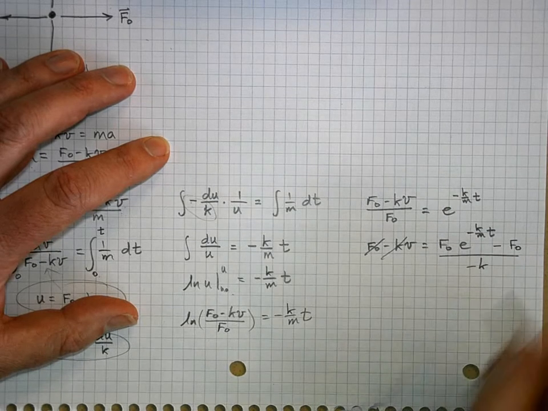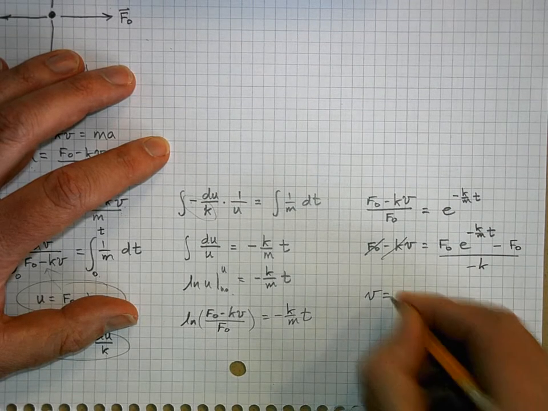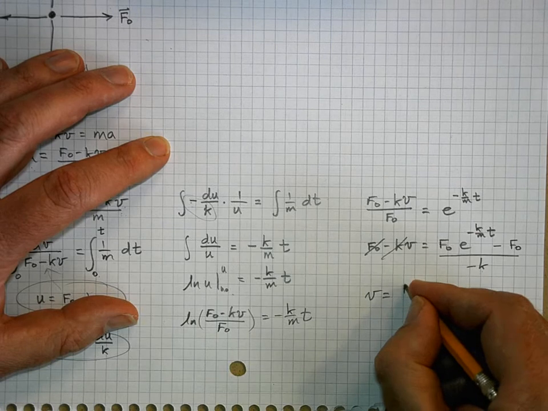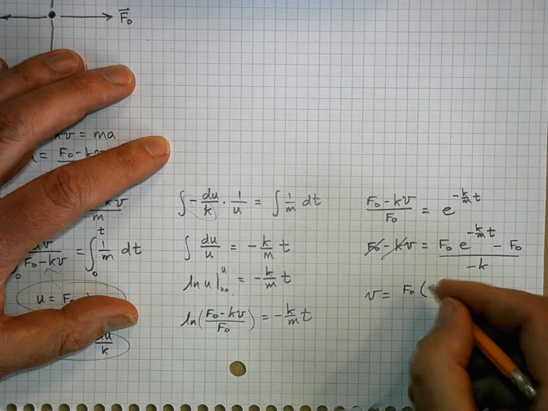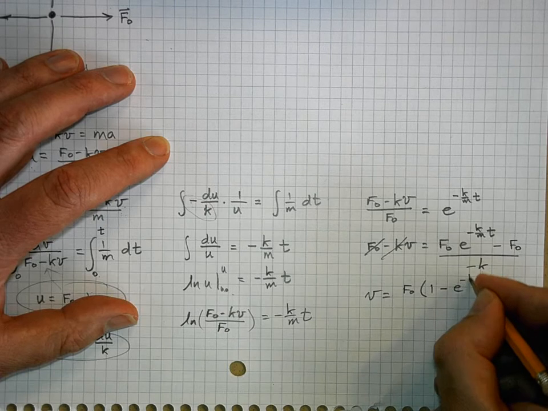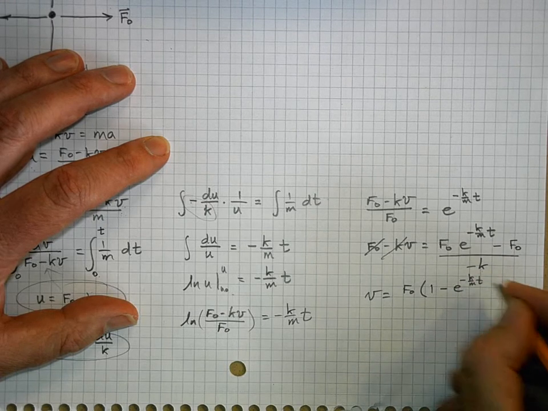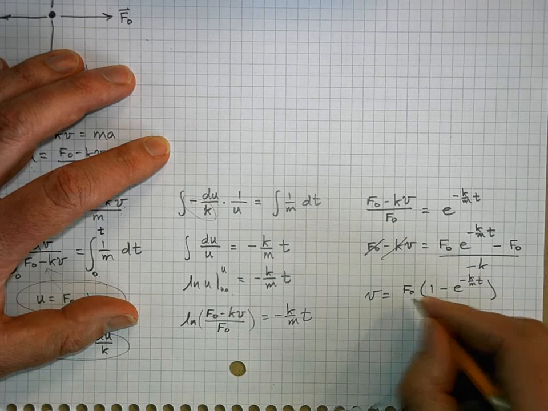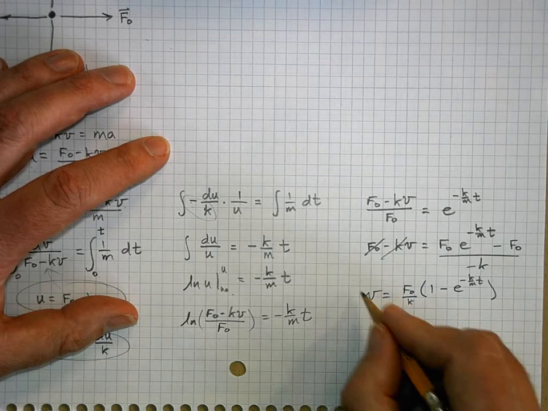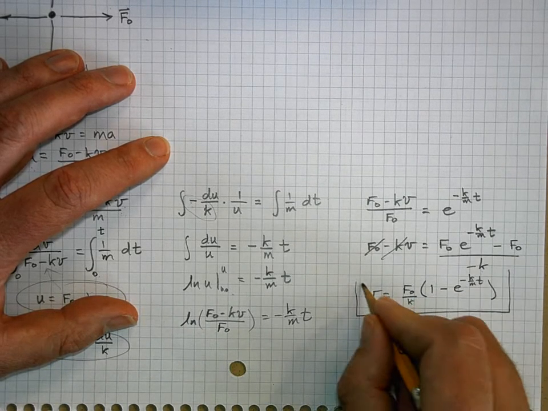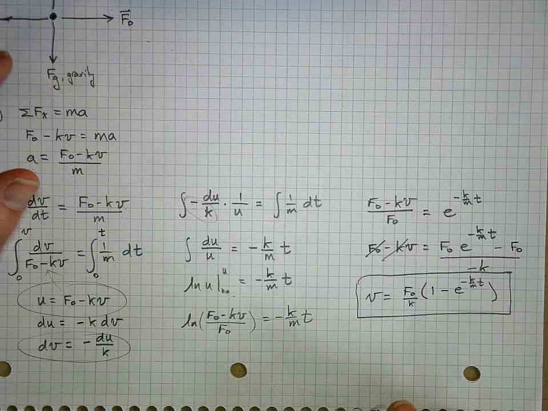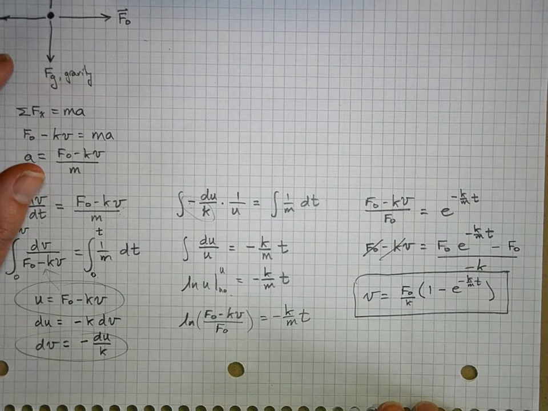So there's my expression, but let's clean it up a little bit. Get rid of that negative by switching the order. So this is going to be f naught times 1 minus e to the negative k over m t. Well, let's put f naught over k out there. And I hope that's the answer, right? Is that the final expression they gave? Huh? They put a plus c on there?